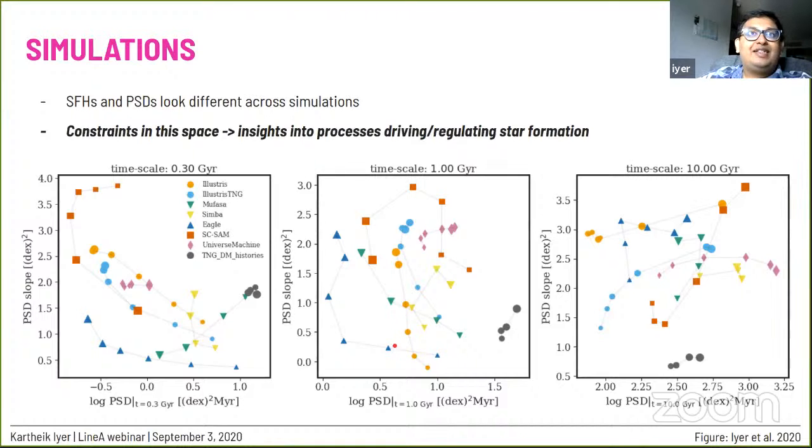So this is a sort of quantitative measure of the diversity between all the different simulations in terms of how star formation stochasticity varies as a function of time scale and as a function of stellar mass. So looking at this plot, it's clear that this is a really interesting space because the space is sensitive to the physics that we put in the simulations, and because observational constraints in this space will give us key insights into the processes that are responsible for driving or regulating star formation within galaxies.